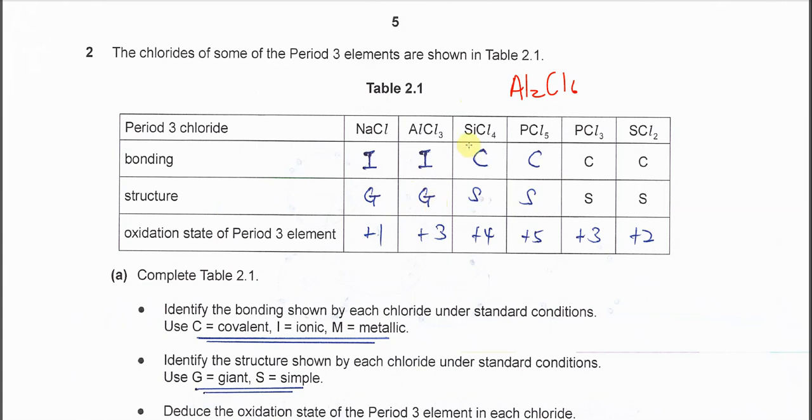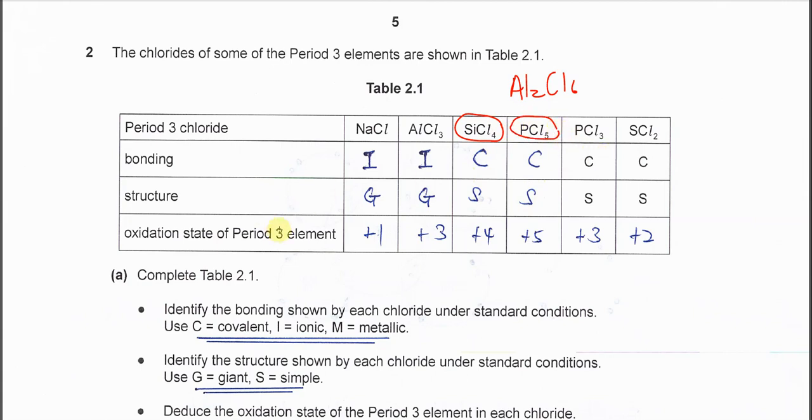Okay, so for SiCl4, the bonding is covalent, then it's simple molecular. PCl5 is a simple molecular. It means one molecule is just SiCl4, PCl5, and so on.